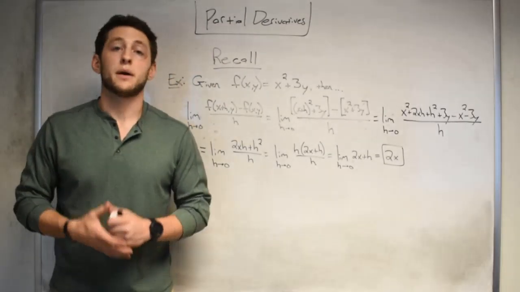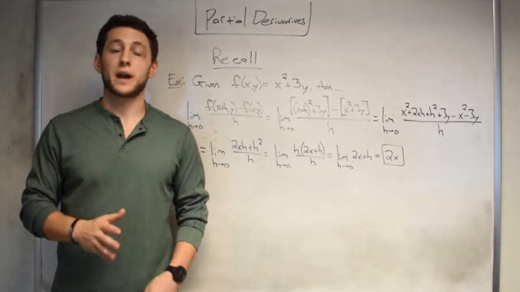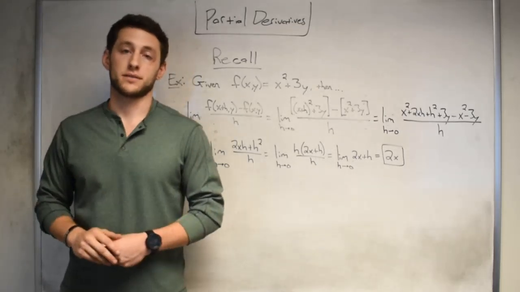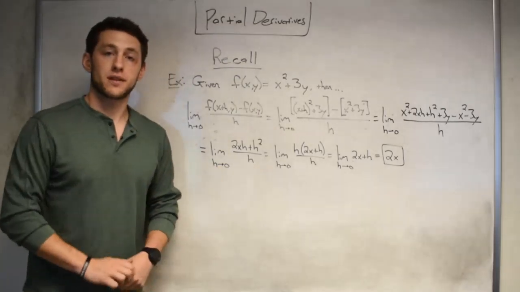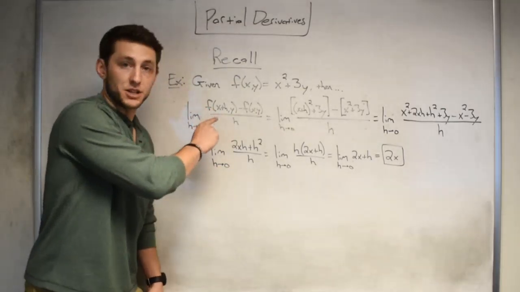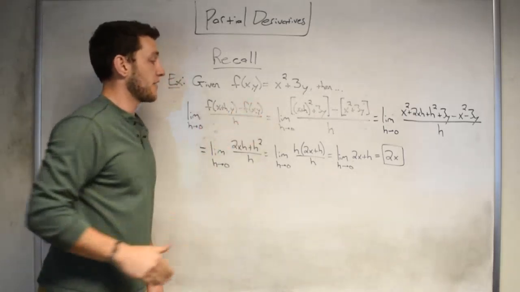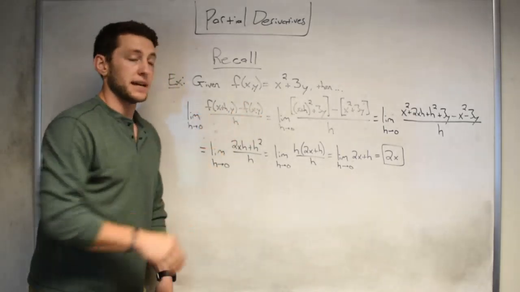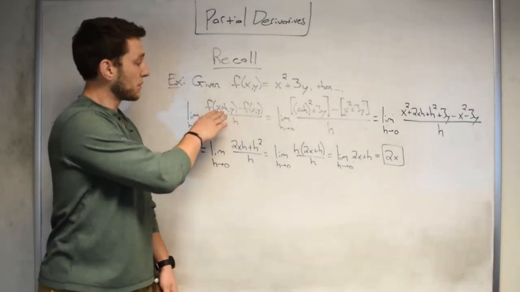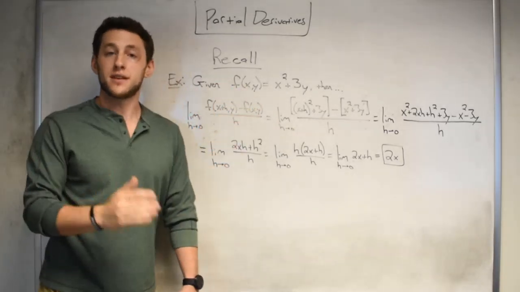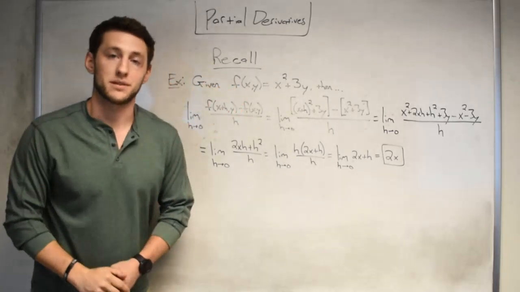Recall last time that we had the following process for measuring the rate of change in the x direction. In order to do that, we figured out the limit as h approaches 0 of f of x plus h comma y minus f of x comma y divided by h. In this case, we're tacking on the h to the x, but we're leaving y alone. And this is what measures the rate of change in the x direction.